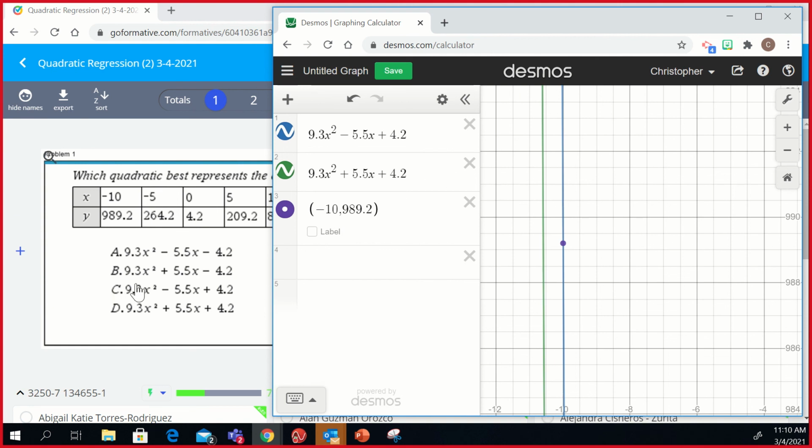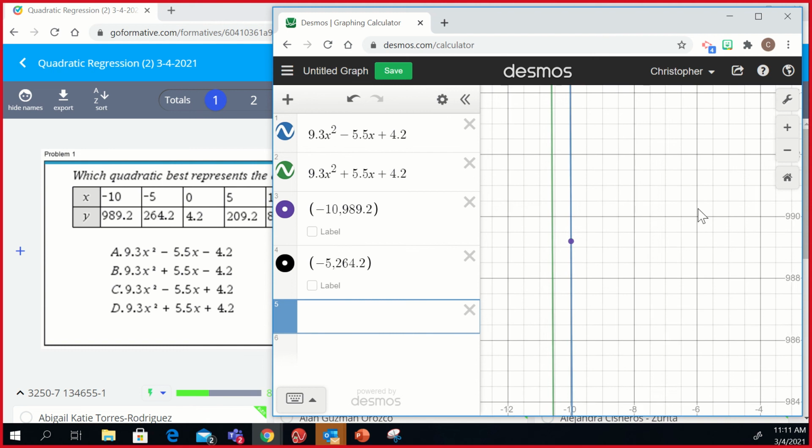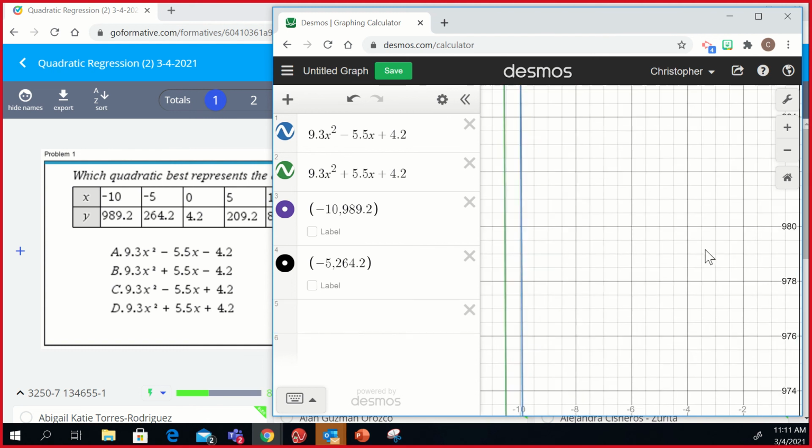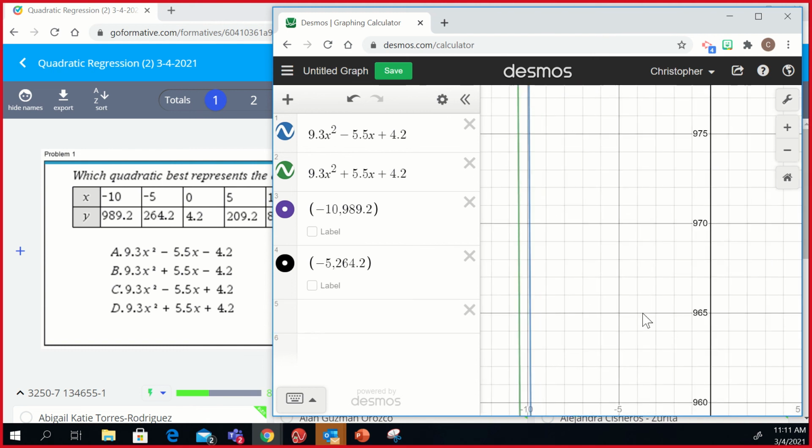So if that's true, if I do the next one, if I plot the next point, -5, comma, so -5, and I got 264.2. That means that point should hit also. If that point hits also, then that's my answer. I know it's way down.